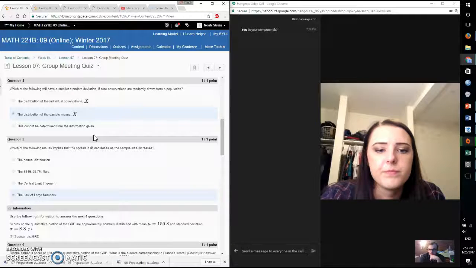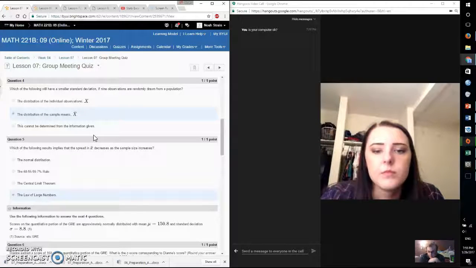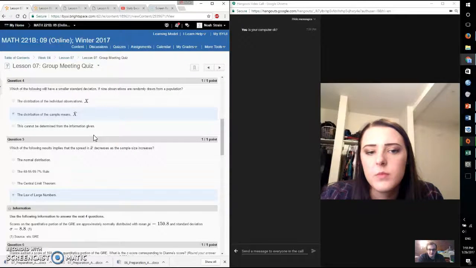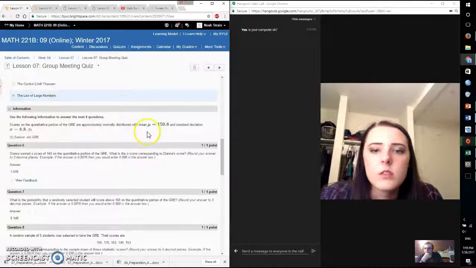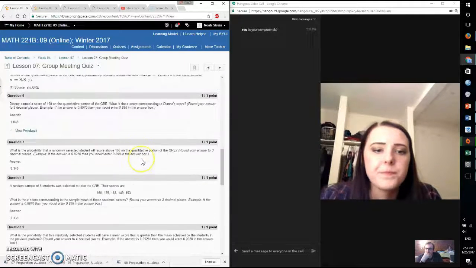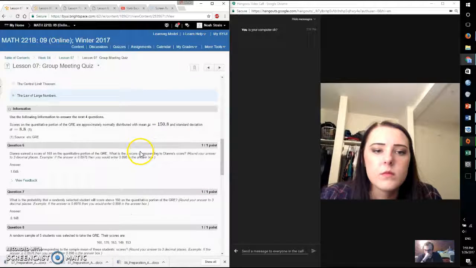Okay, now which of the following results implies that the spread in the sum of x decreases as the sample size increases? Now it's the law of large numbers because the central limit theorem talks about shape. This is talking about the formula itself with the samples. Exactly.